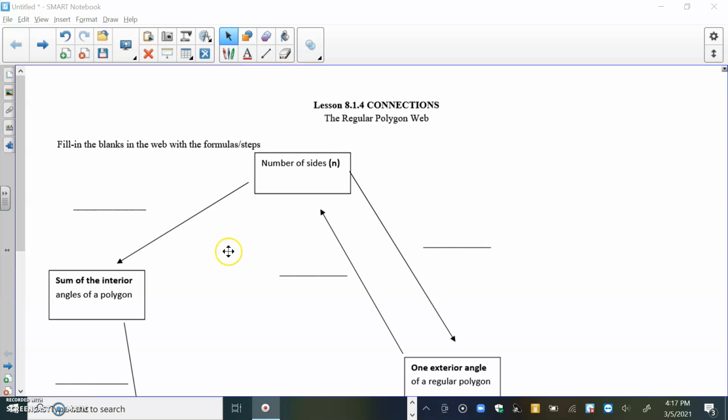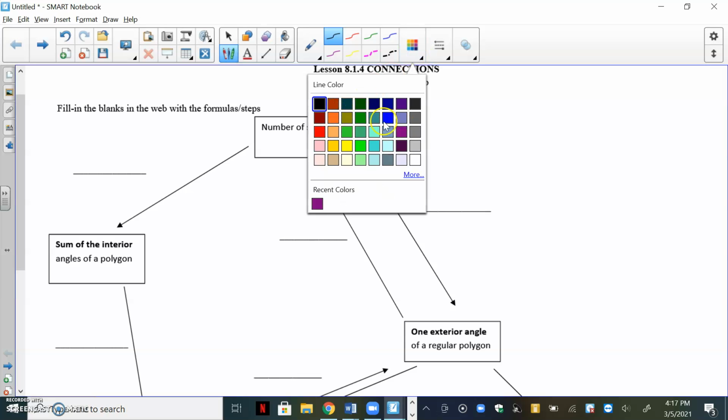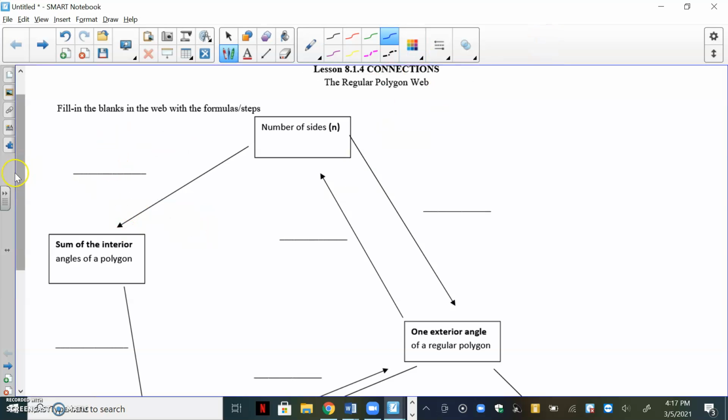So let's go ahead and start by filling out these blanks on the web. For number of sides, we already talked about that formula. Really, we're just going to go through and write all these formulas. We know that for number of sides to sum of interior angles, it's 180 times (n minus 2). So if you know the number of sides and you're trying to find the interior angle sum, this is the formula you follow, which is why it's by this arrow.